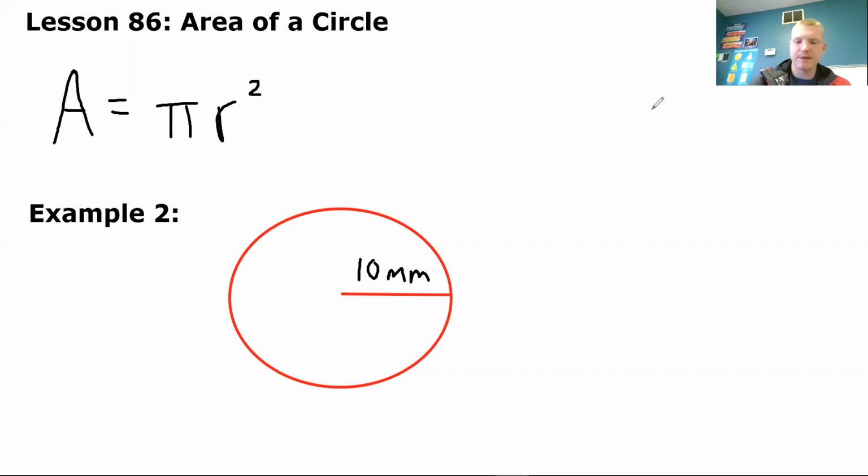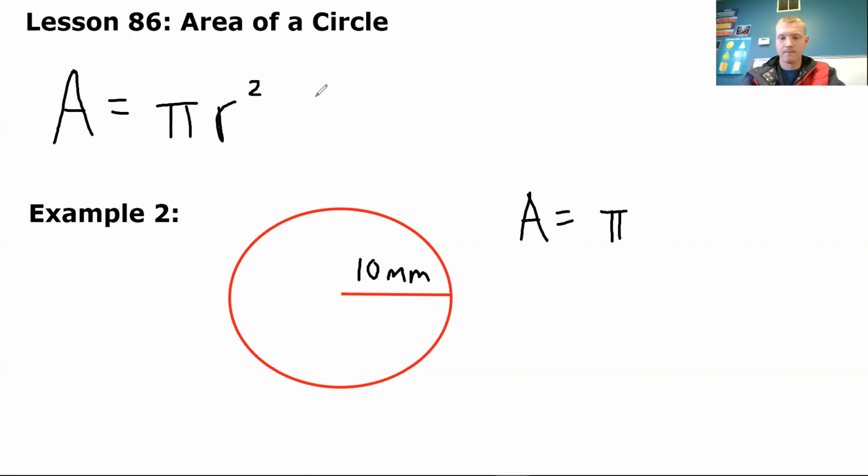With example 2, we have a radius of 10 millimeters. You're going to see a lot of examples like this when you're getting into geometry. If we're using our equation, area equals pi r squared, we are going to plug this 10 millimeters, which is our radius, into that r value. When you're solving this out, you take A equals pi, which equals 3.14, times 10 millimeters squared.